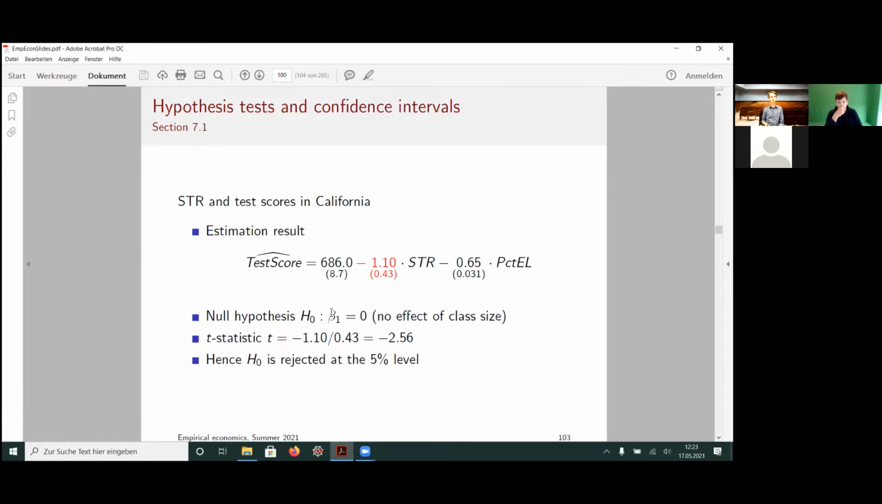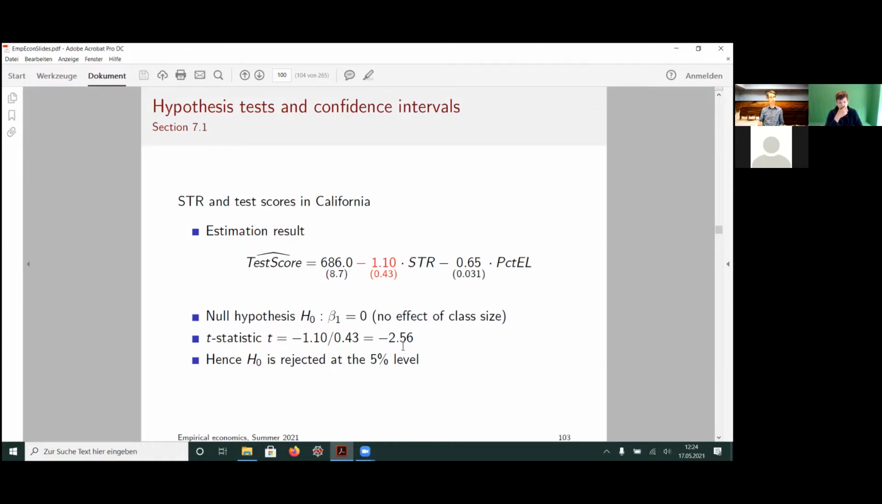Well, the t-test is computed, as we already know, by using the point estimate, subtracting the hypothetical value and dividing the difference by the standard error. So we take the point estimate, which is minus 1.1. We subtract the null hypothesis value, which is 0. So it's still minus 1.1. And we divide that by the standard error, which is 0.43. So we then compute the t-statistic, which is in this case minus 2.56, and we compare that to the critical value. And as you remember, the critical value for the t-test, if we have a 5% level, is 1.96, the same value that we use to construct 95% confidence intervals.